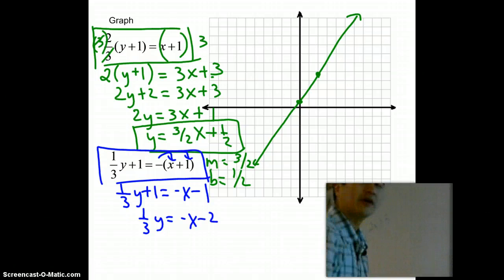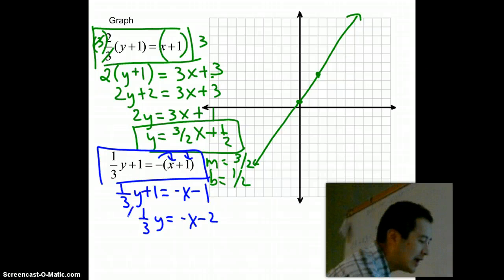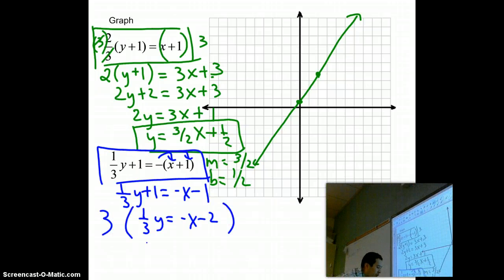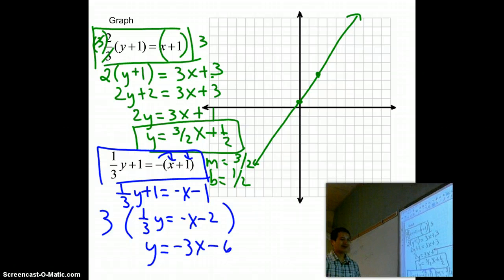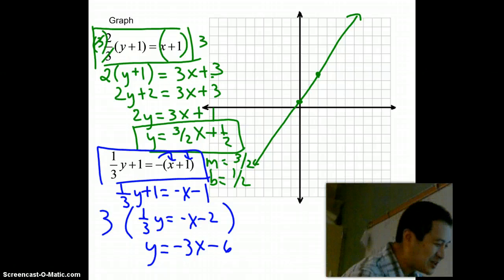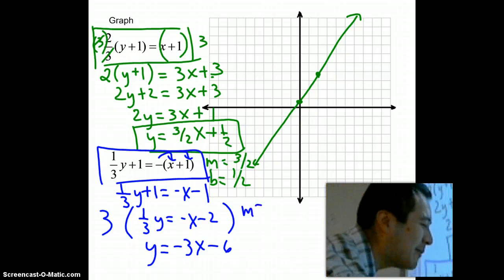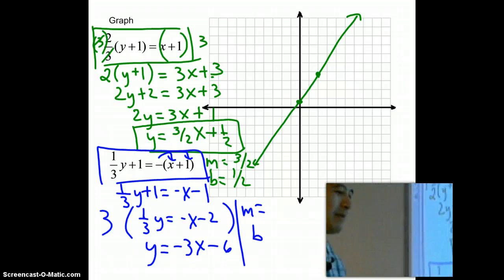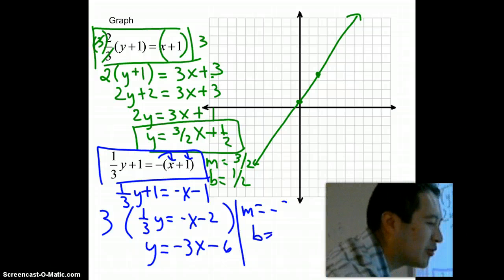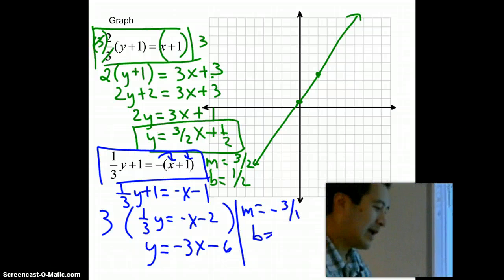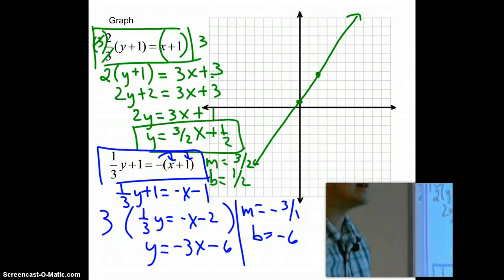Now how do I get rid of 1/3? I multiply everything by 3. Everything by 3. That becomes y equals negative 3x minus 6. Yay. Thank you. I need to find two things here before I graph this. I need to find my m. I need to find my b. My m is negative 3/1. My b is negative 6, so we start at negative 6.